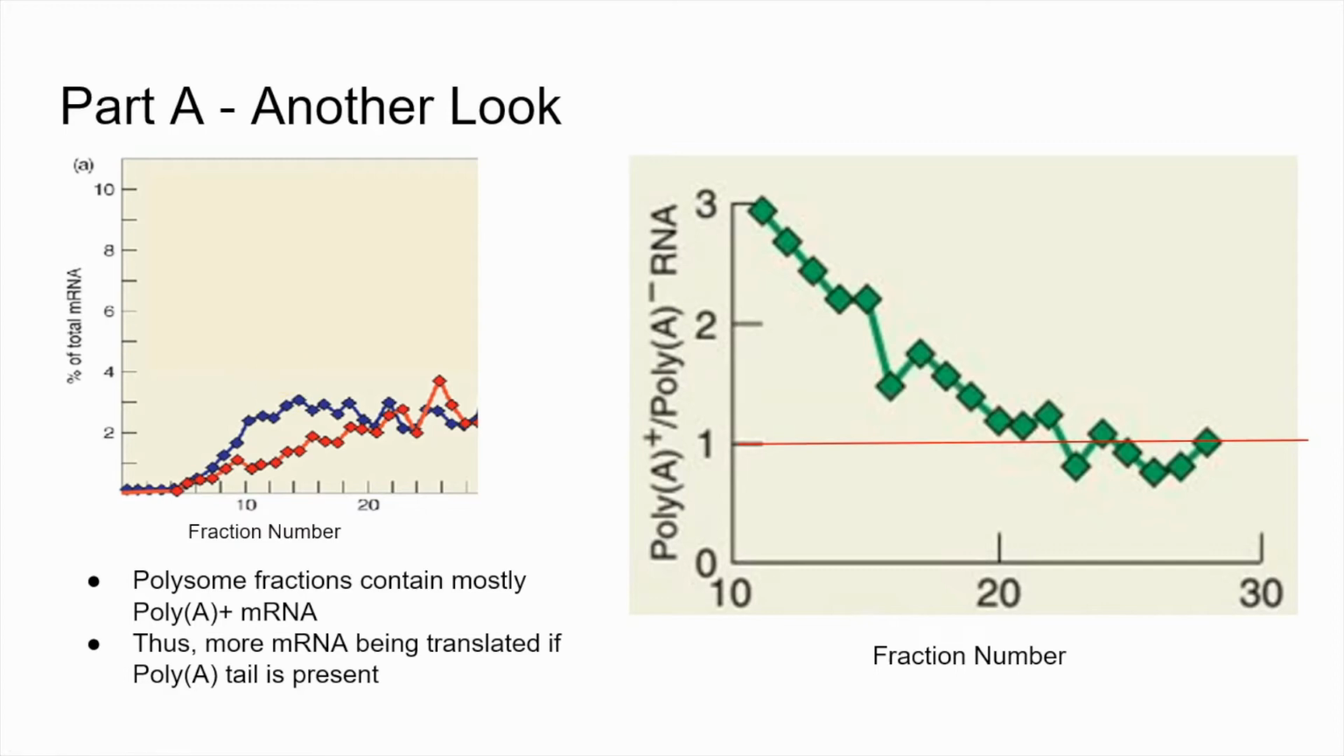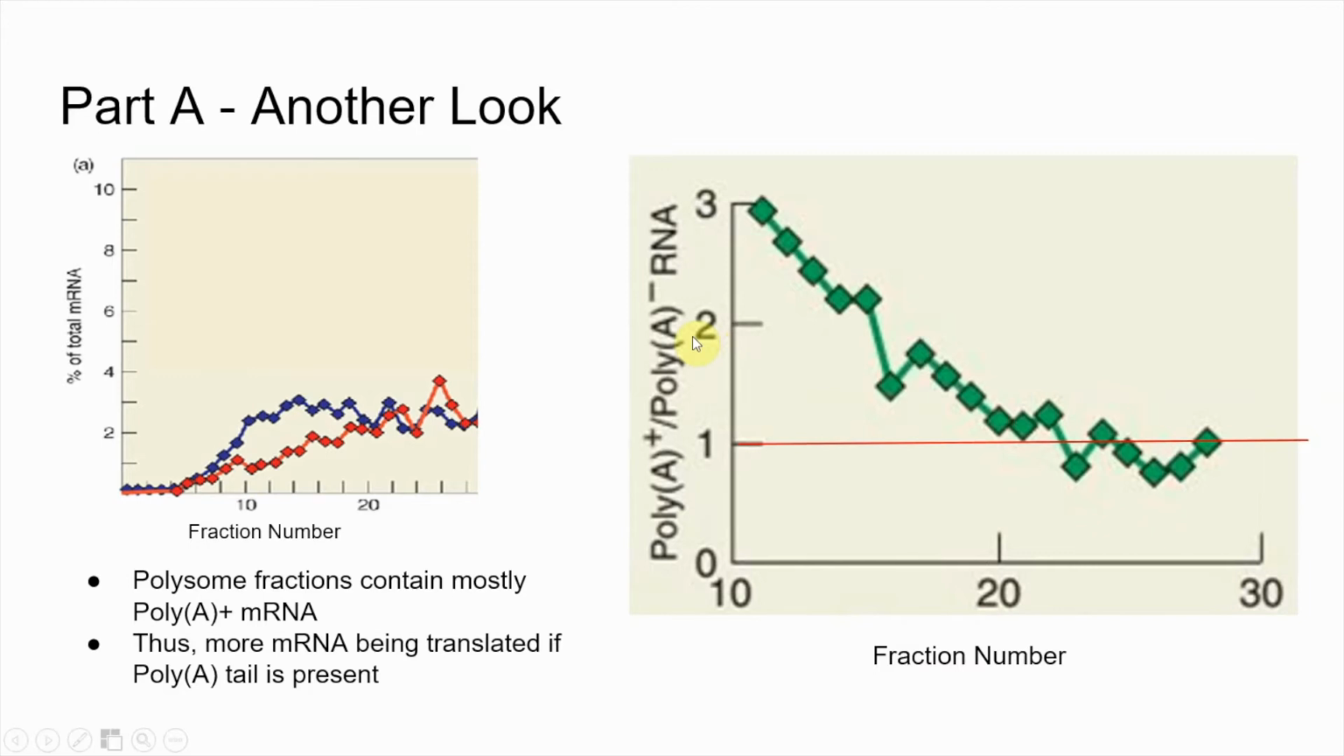So now the authors are going to present the same information in a slightly different way with this plot over here in green. Now the x-axis is still showing our fractions from heaviest to lightest, but this time we're going to focus on fractions 11 through 28. Keep in mind that these fractions were the ones that corresponded to ribosomes in the form of polysomes.